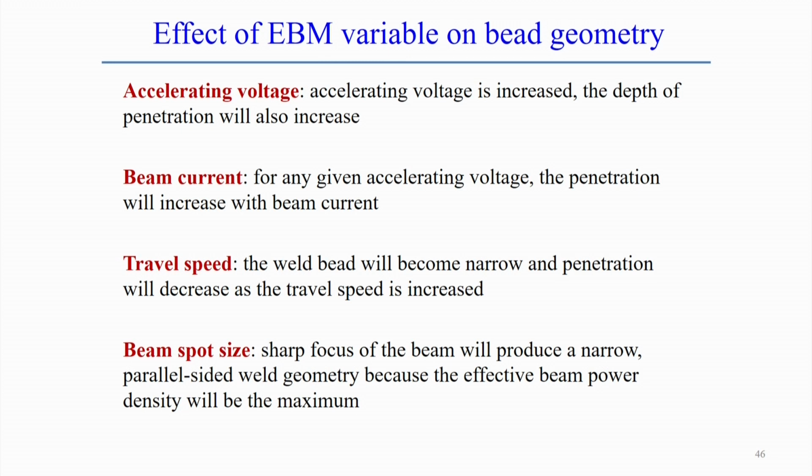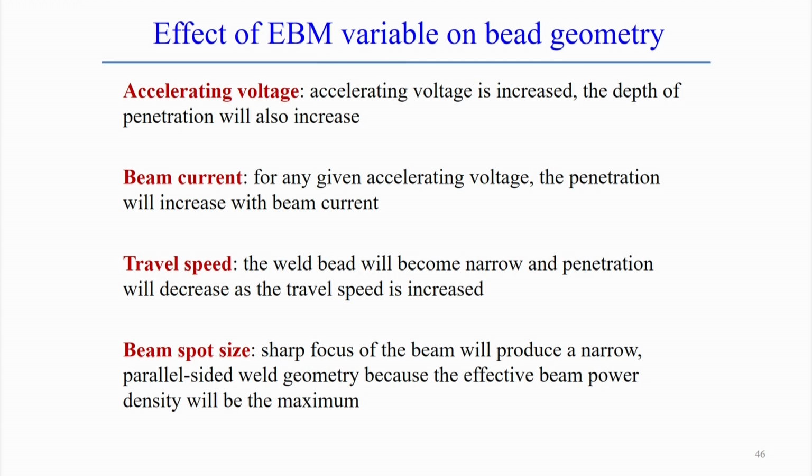But of course, the accelerating voltage and the velocity of the electron have some limitation. It can go up to a maximum of around 70% of the velocity of light. So in general, increasing the accelerating voltage increases the penetration.